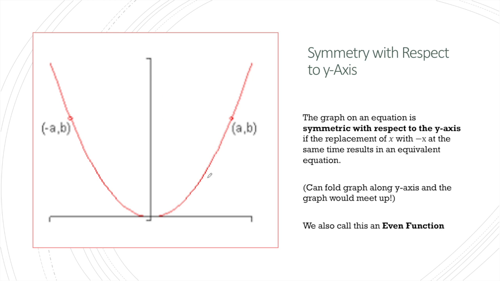The next type of symmetry is symmetry with respect to the y-axis. So here we have a graph of a parabola, right? It's our most basic parabola, y equals x squared, okay? This is still a function. It passes the vertical line test. And we call this symmetrical with respect to the y-axis because if I folded the graph up along the y-axis, it would meet up, okay? So if I exchange my x with negative x, I'm going to get the same value. This is an example of an even function.